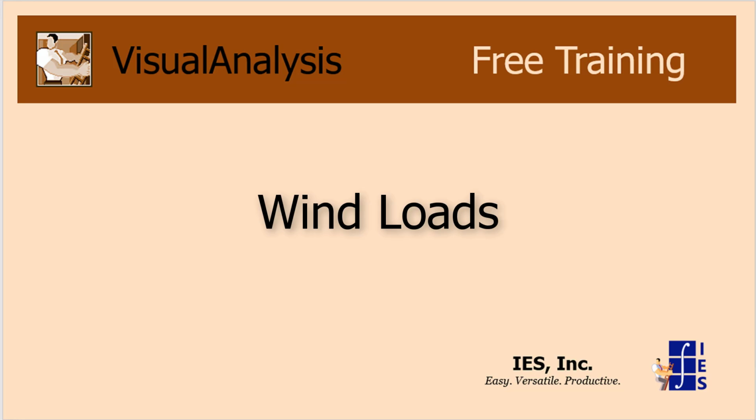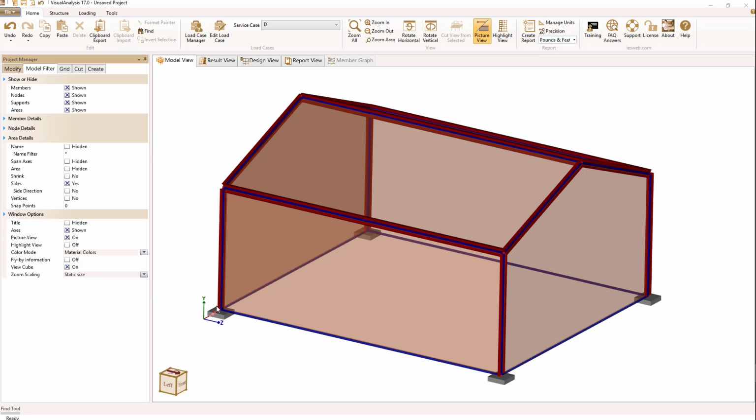Let's talk about wind loads in Visual Analysis. In this example, I have a simple structure with 4 walls and a sloped roof. If you look at my directions, the z-axis is running in this direction, the x-axis in this direction.